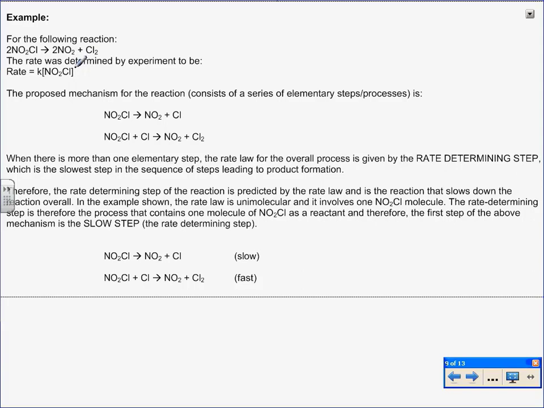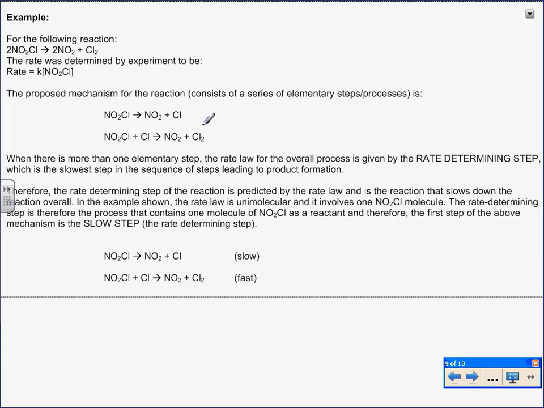So knowing that there was a step that involved one molecule of NO2Cl, the following mechanism was proposed. They decided that rather than two molecules of NO2Cl colliding, this would be realistic. One molecule of NO2Cl decomposes to form NO2 and Cl. This Cl is now a very reactive intermediate, and it reacts with a second NO2Cl molecule to produce NO2 and Cl2. So this is the proposed mechanism.